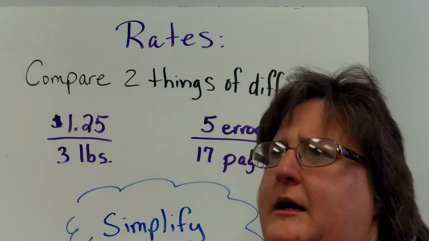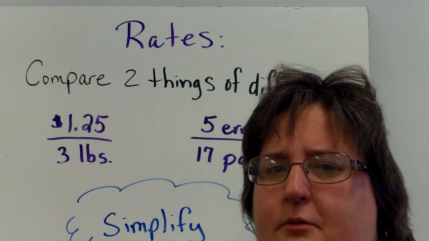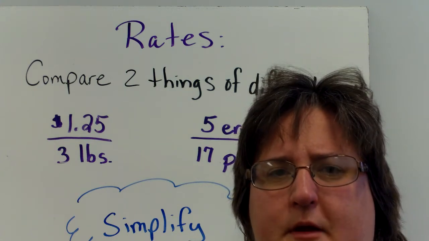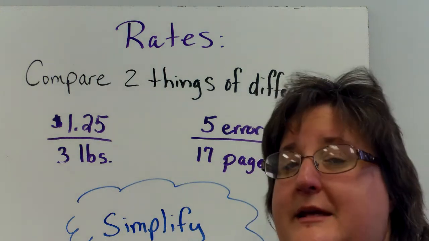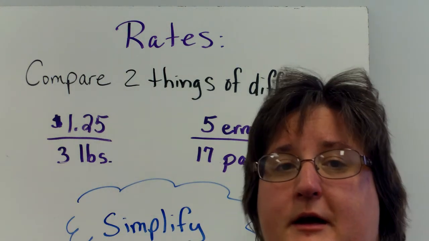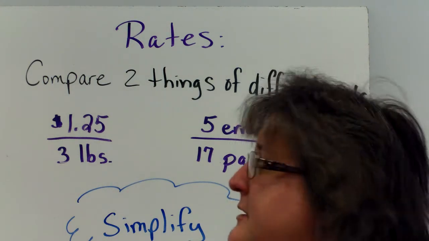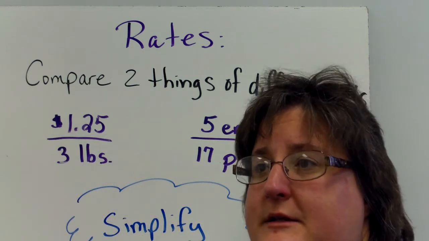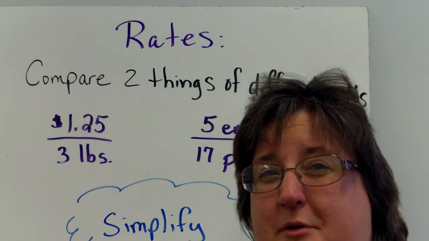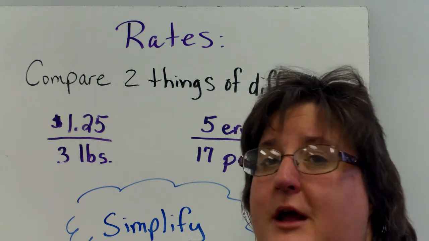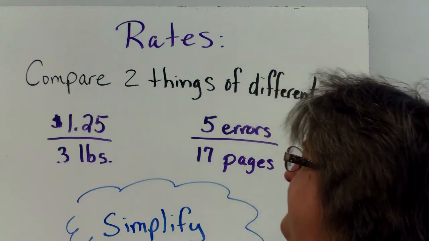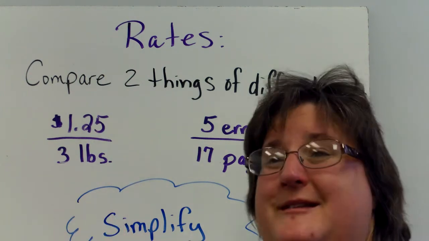How many books you can read in a week, how many costumes can be produced in a month, whatever the case may be, in far-reaching applications. But in any case, if you see that these units are different, it's a rate. Now, for the number parts, they will work just like numbers in ratios and even in fractions always did. You always want to try to simplify.